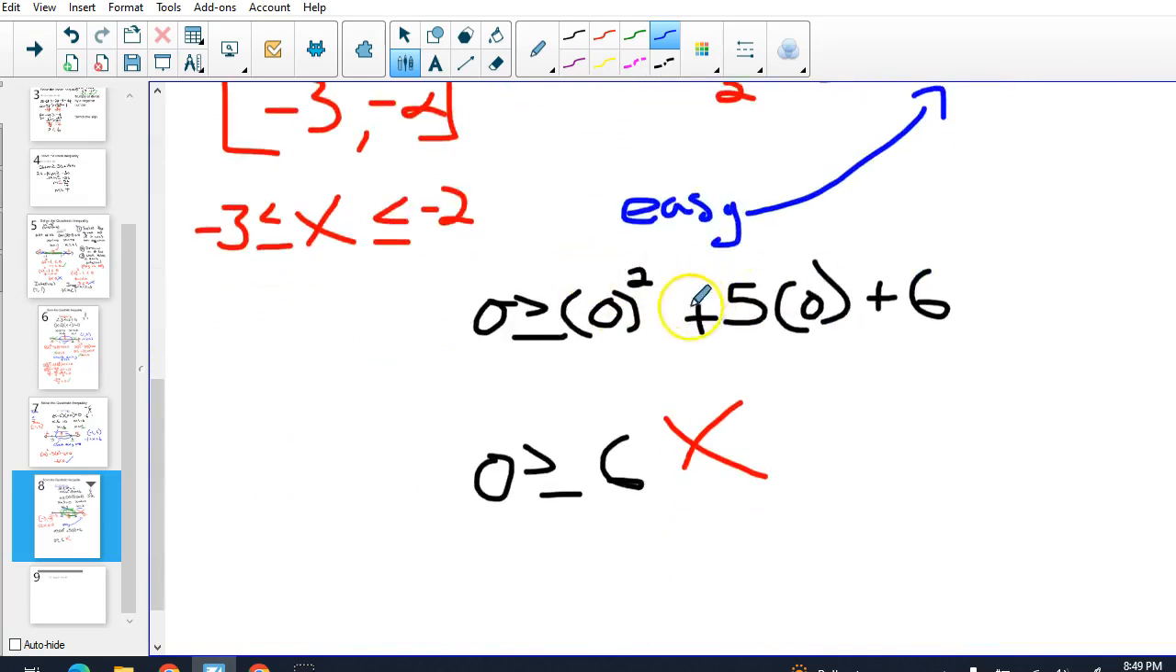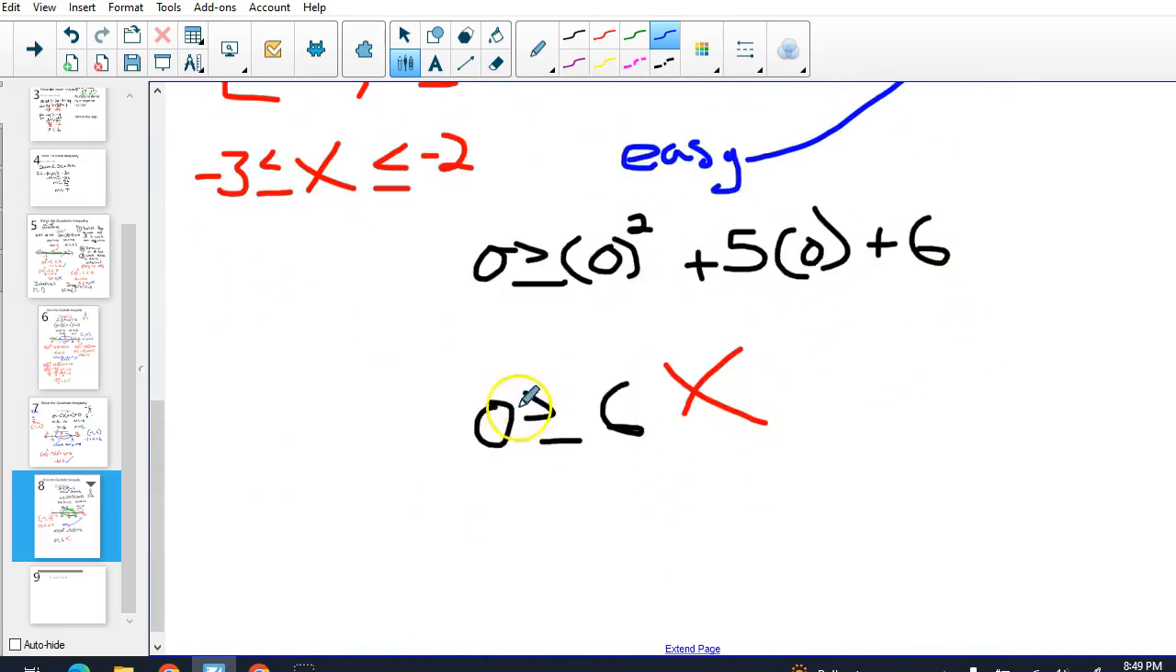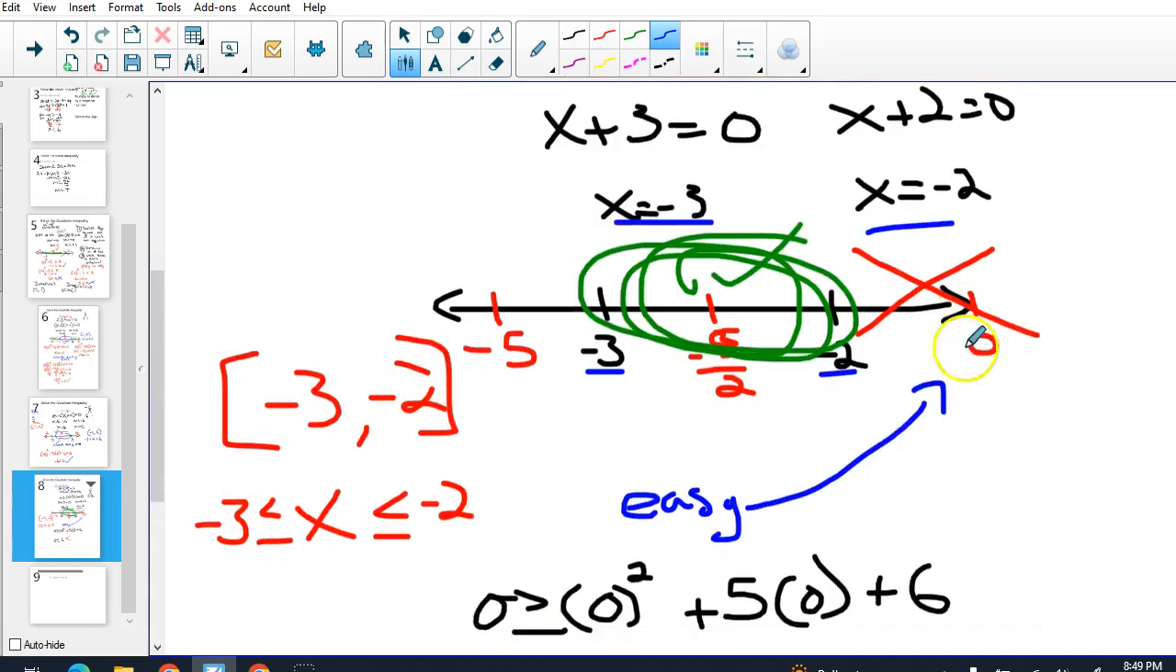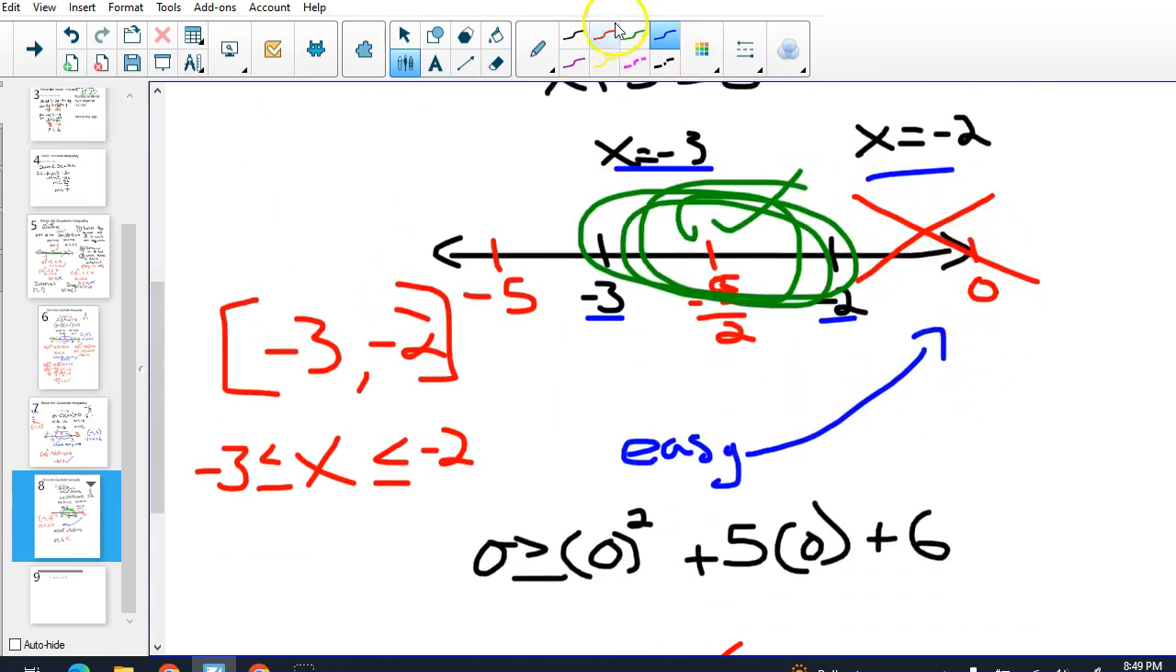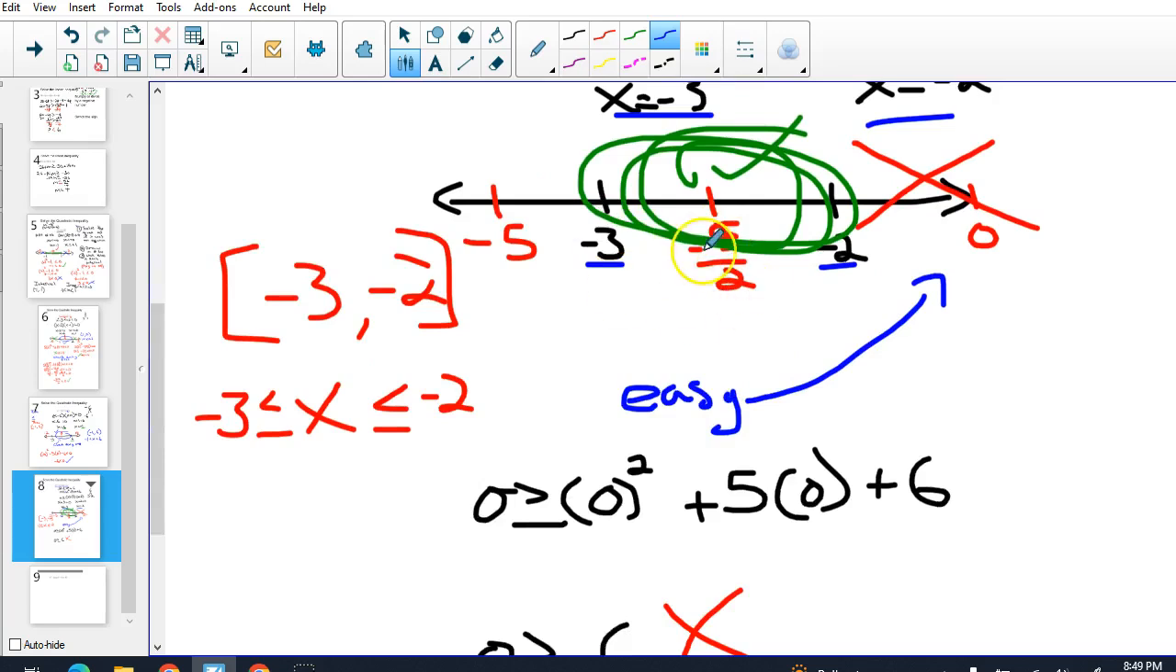Plug it in, we get 0 squared plus 5 times 0 plus 6. So 0 is greater than or equal to 6, which is not true. So this zones out. Remember what I told you earlier? It's either going to be the inside or the outsides. Since it's not the outside, it's got to be the inside. If you wanted to check all of your points, go for it. You do you. But we already know this is going to be the answer.